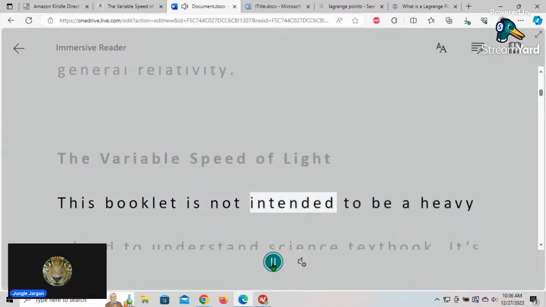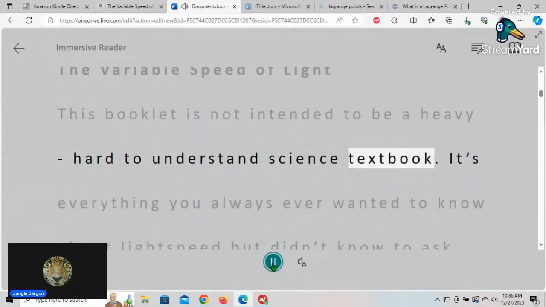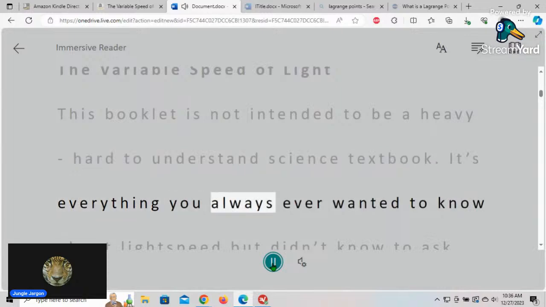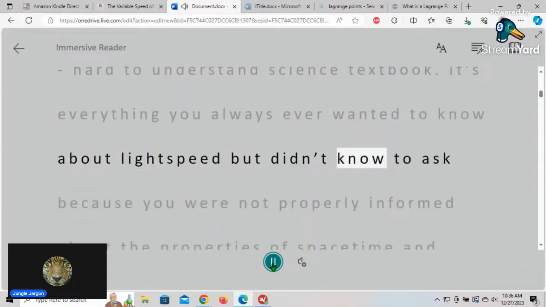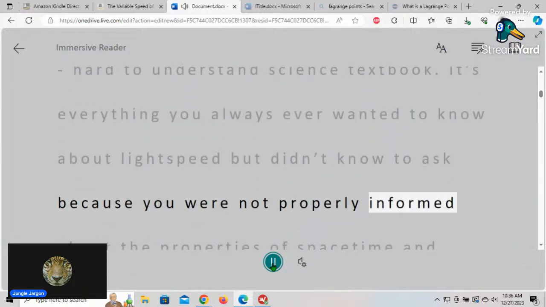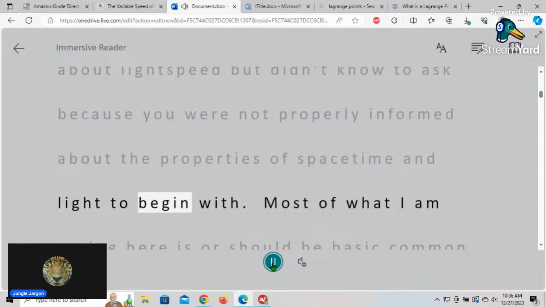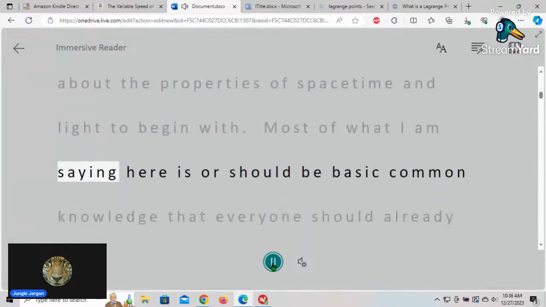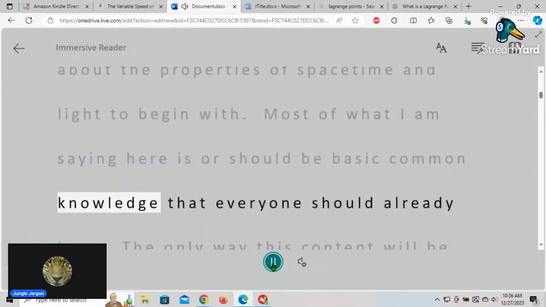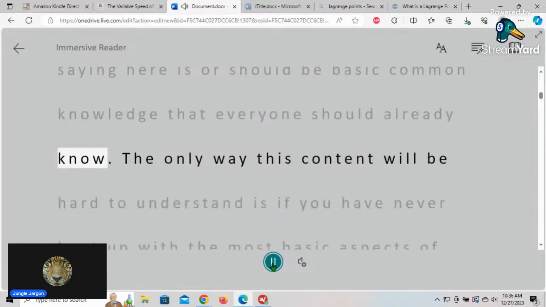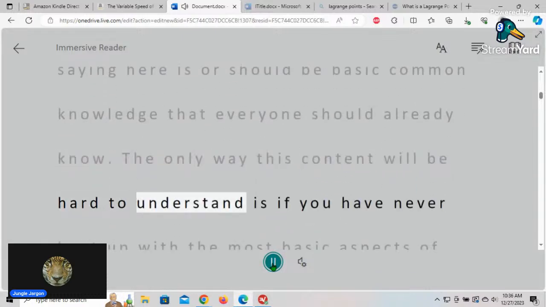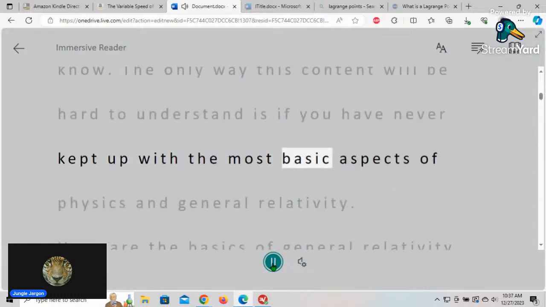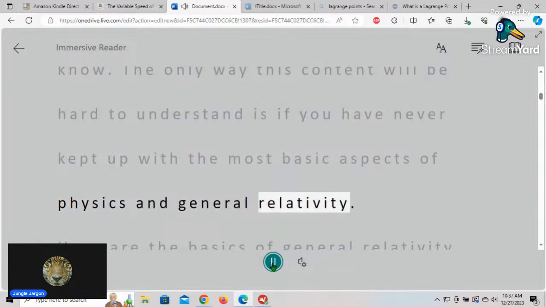This booklet is not intended to be a heavy, hard-to-understand science textbook. It's everything you always ever wanted to know about light speed but didn't know to ask because you were not properly informed about the properties of spacetime and light to begin with. Most of what I am saying here is or should be basic common knowledge that everyone should already know. The only way this content will be hard to understand is if you have never kept up with the most basic aspects of physics and general relativity.